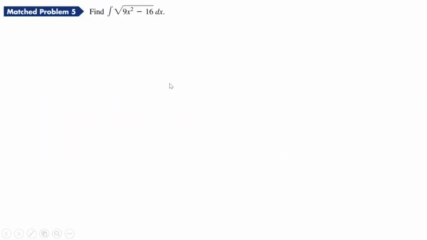So here we're going to use number 40. Maybe I should have been writing these down as I've been going, but I forgot to. So we're going to use number 40. First things first, this isn't really in that form. What we have to think about is, what do we have? Well, u is really going to be 3x, because if we square that, that'll give us 9x squared.